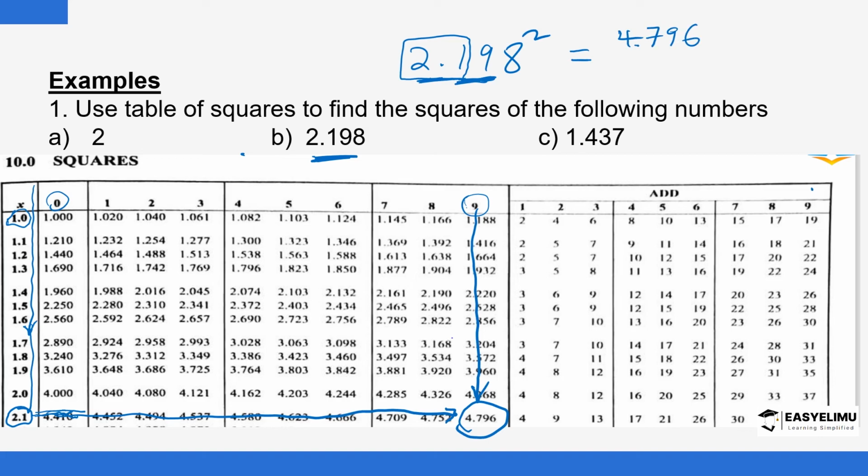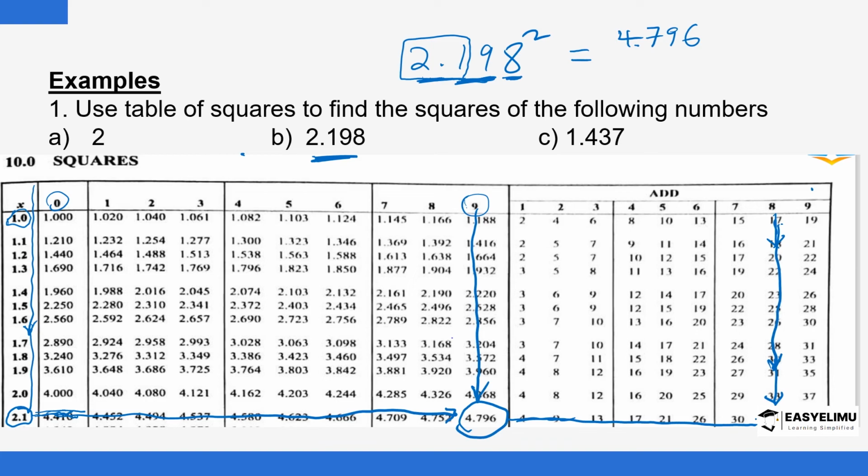That is going to be 4.796. But we call it differences because we have only obtained the square of the number 2.19. So there is also 8 here, that we call the difference. You continue with the row until you get the column headed number 8. You move downwards, and where they intersect, that will give you 0.0008.